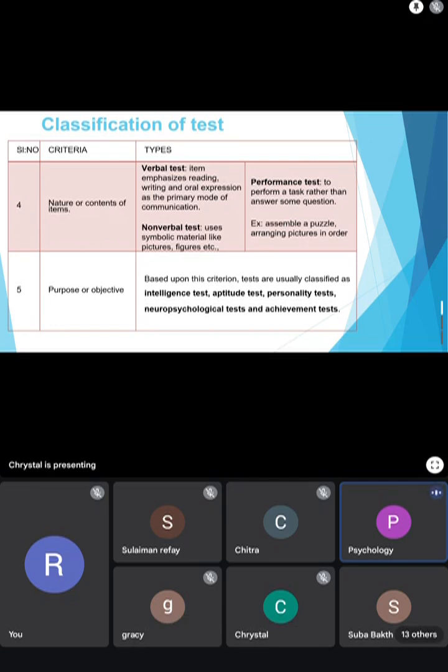And then performance tests. There are many things, and there are many apps also. You are supposed to do a particular task assigned to you. Of course, there will be a time limit or some parameters, and you are supposed to do that. That is your performance test. And then purpose or objective tests: all the common tests we use in our psychological analysis, the personality test, aptitude test, everything can be categorized under purpose or objective tests.